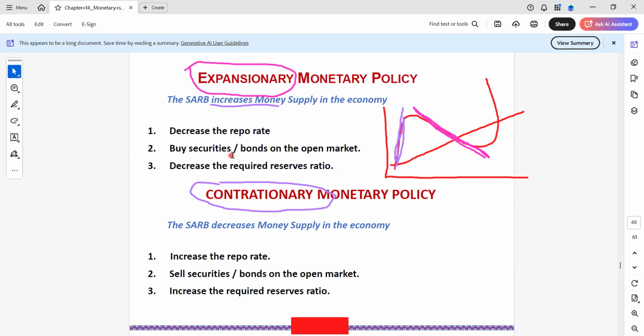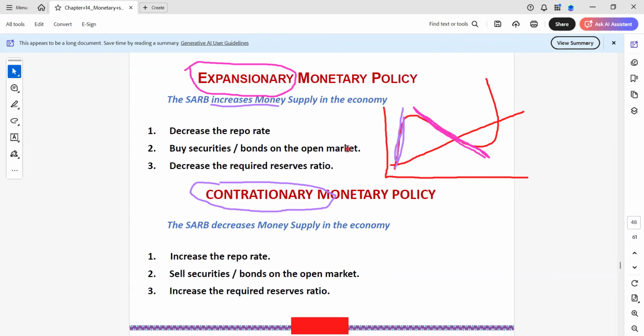Also, the buying of securities, bonds on the open market. Government securities include the stocks, which are like shares, the bonds, which are your long-term investment, and also treasury bills. But you don't have to know this.